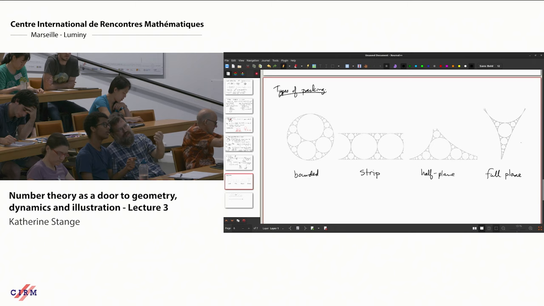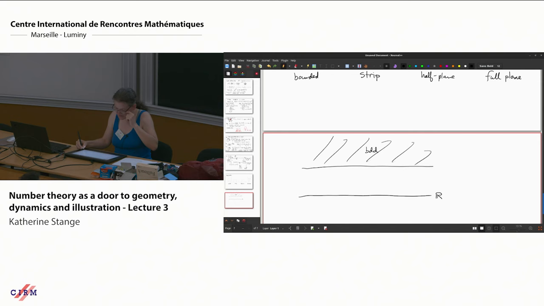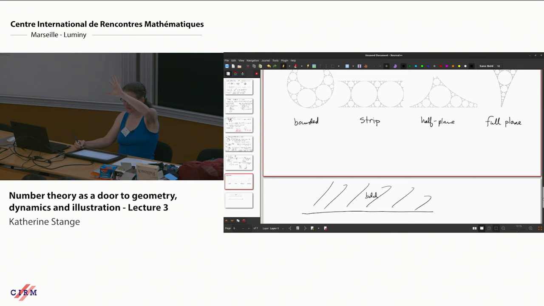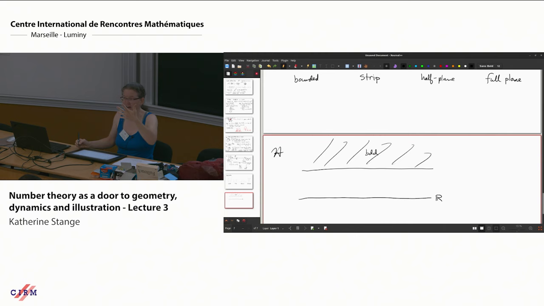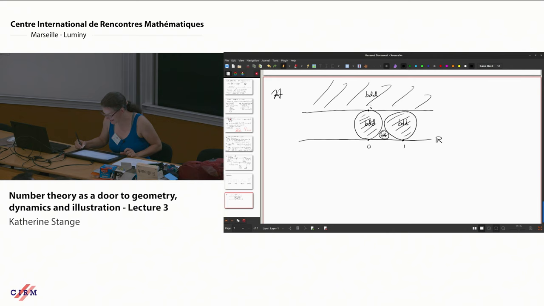Okay, so I want to draw this for you. This is exciting. What I want to do is break up the upper half plane into regions according to what kind of packing you see: bounded, strip, half plane, or full plane. Above a certain line, you get bounded. This line occurs at height i, so I might as well label some of the positions in the upper half plane. You also get bounded in here, and in here, and in here. And it's amazing: it turns out that the parameter space itself is an Apollonian circle packing.